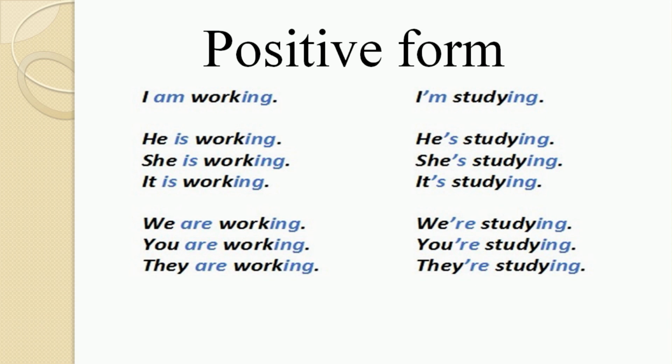For the positive form, there are also some examples. I am working, I'm studying, he's working, he's studying. She is working, she is studying. It's working, it's studying. We are working, we are studying. You are working, you are studying. They are working, they are studying.